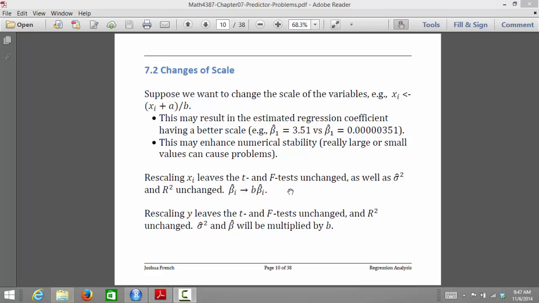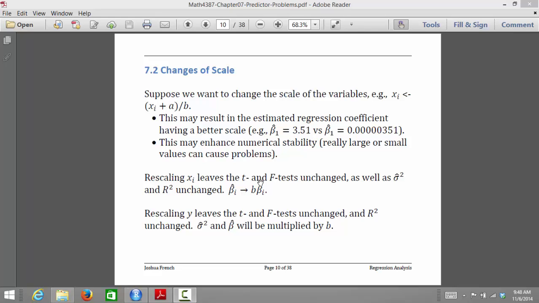So what happens when we rescale xi? You might think that this would dramatically change the results of our analysis, but really it doesn't. It just changes the numbers, usually by some multiplicative constant. If we rescale one of the predictors, it's going to leave the T and F tests unchanged, as well as the estimated variance and the estimated coefficient of determination. All those numbers are going to be the same. However, it will change the estimated value of your regression coefficient. The original beta hat i is going to become beta hat i times B, where B is the number that you scaled it by in the denominator.